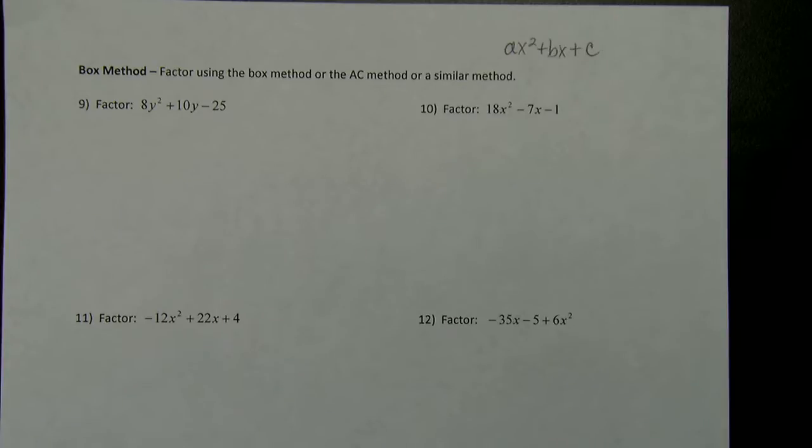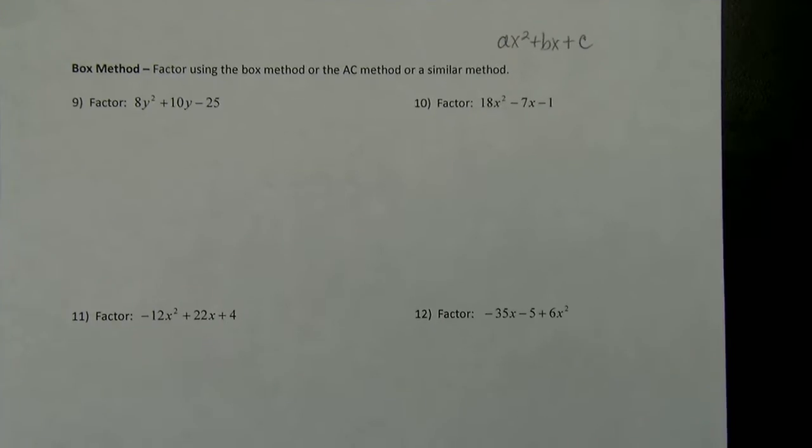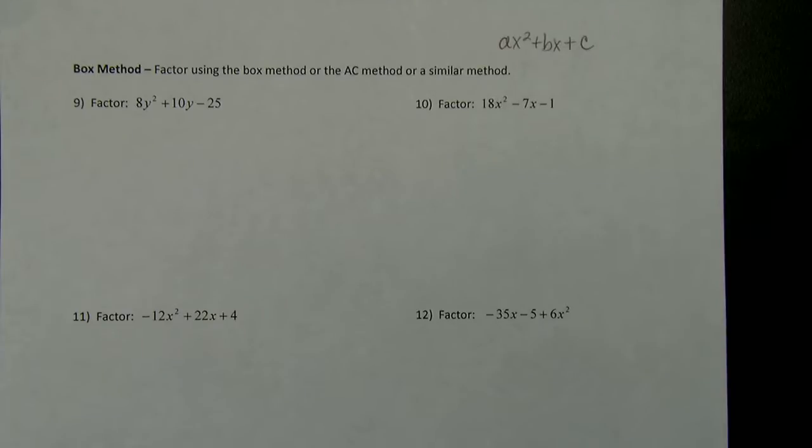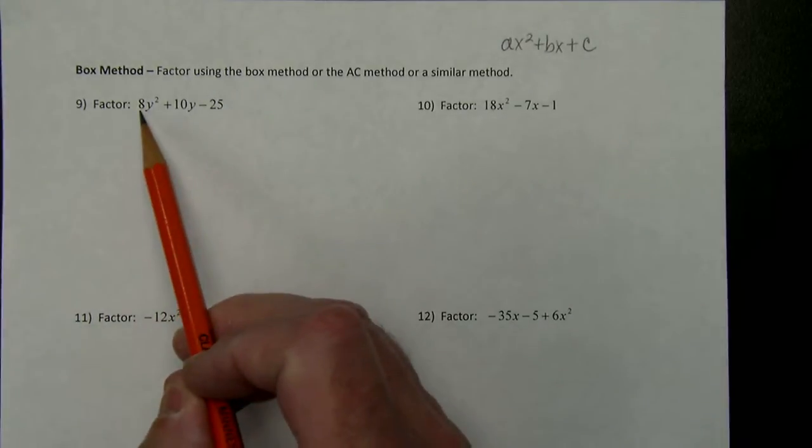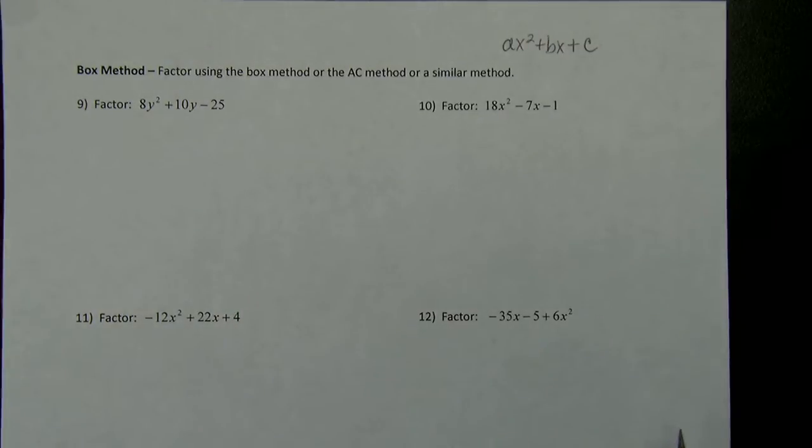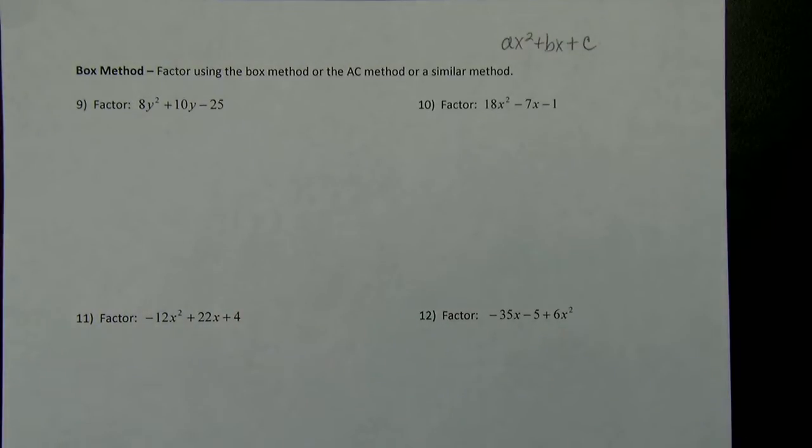Alright, Intermediate Algebra 1 students, this presentation is going to be on factoring trinomials when you don't have a 1 in front of the leading term. In other words, an 8y squared instead of just y squared. Because we covered in class how to do those trinomials when that was just a 1.